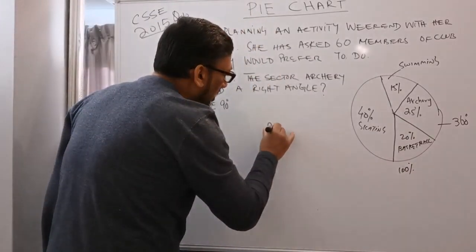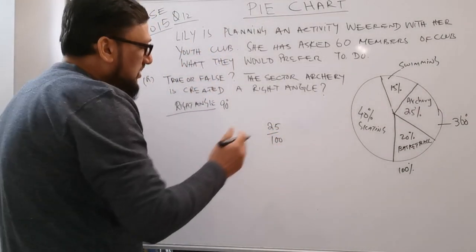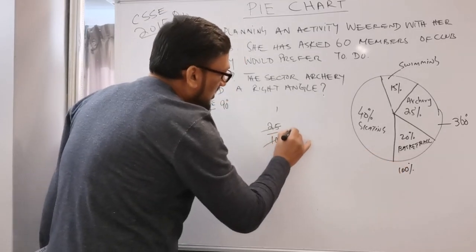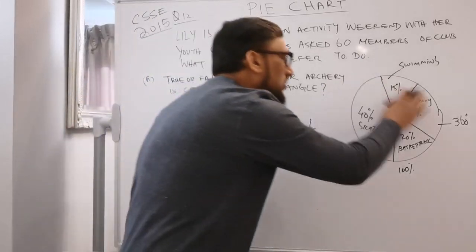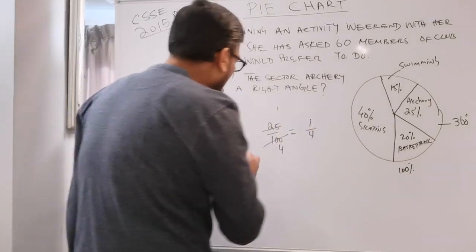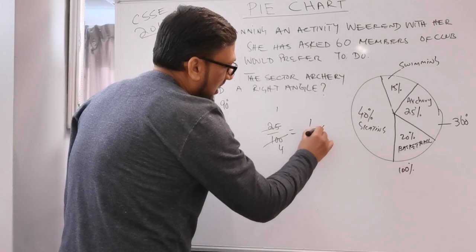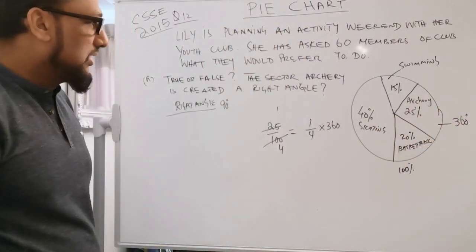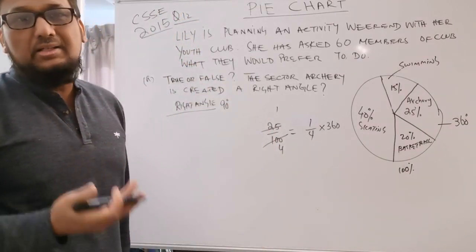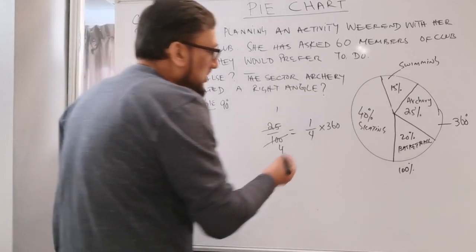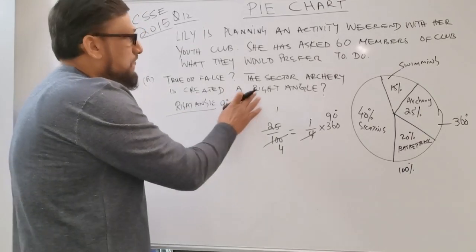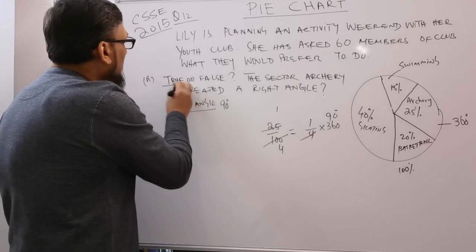So archery is an activity of 25%, so 25 times 1 and 100 is 4. So it means archery is one quarter of all the activities. And if we find one quarter times the full rotation, which is 360 degrees, so simple: half of 360 is a straight angle, which is 180 degrees. And if we divide 180 by 2, we get 90 degrees. So it means the archery creates a right angle. So your answer will be true.